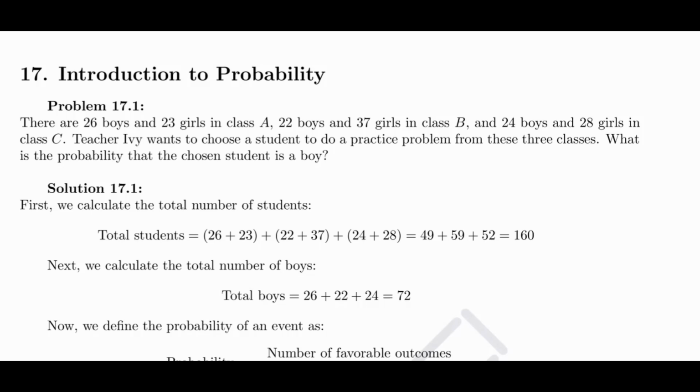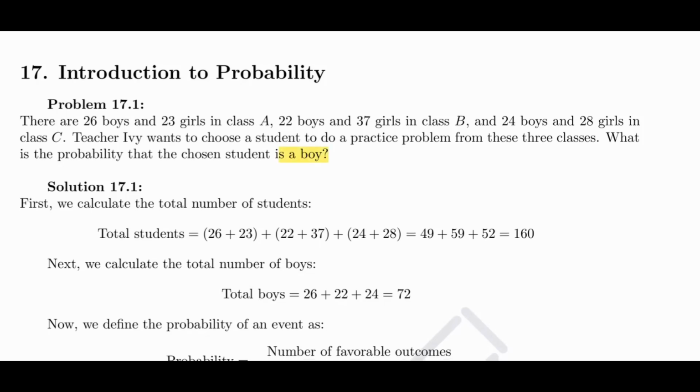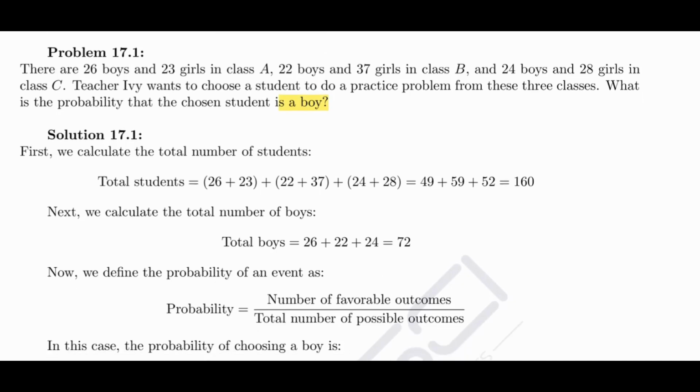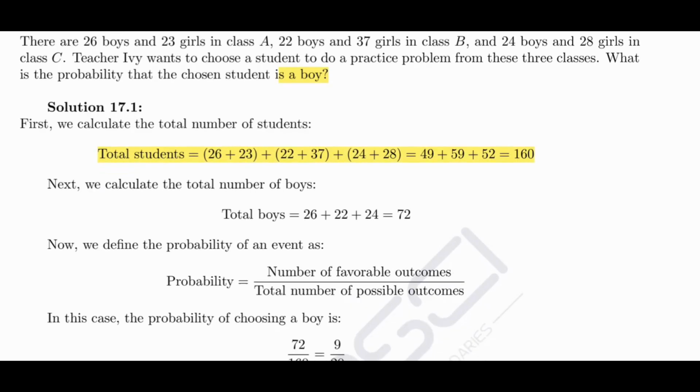Step 1. Let's count the total number of students. Class A has 49, Class B has 59, and Class C has 52. Together, that is 160 students. Step 2. How many boys in total? 26 plus 22 plus 24.